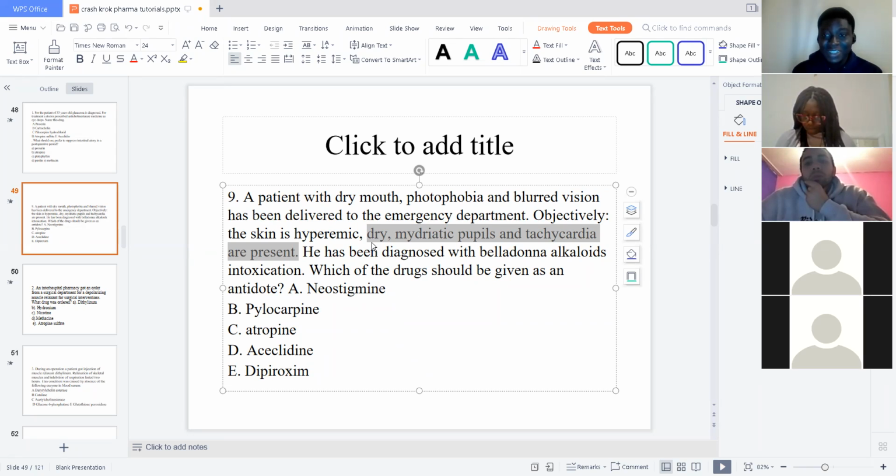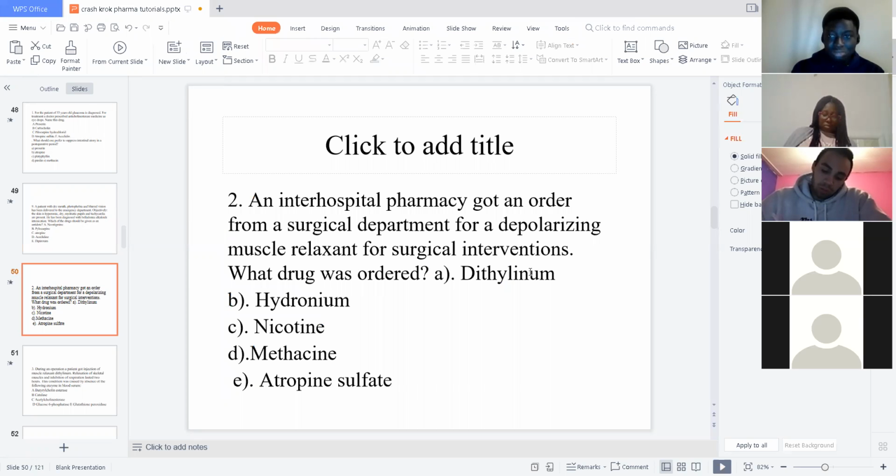So the answer is A, neostigmine. Neostigmine is an anticholinesterase drug, so it's going to increase the amount of acetylcholine available. So it's going to cause DUMBBELS, remember? Diarrhea, urination, lacrimation, meiosis. So the answer here is neostigmine. Okay. Next question.